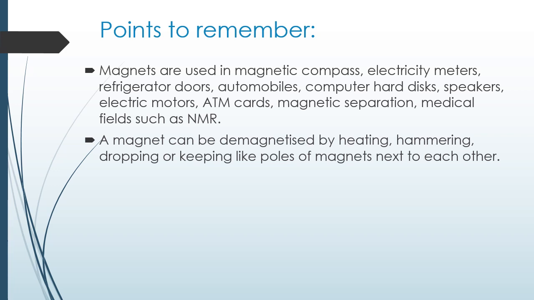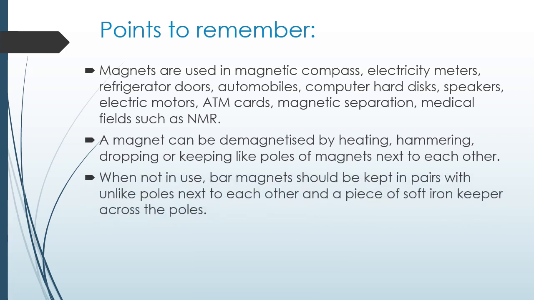A magnet can be demagnetized by heating, hammering, dropping, or keeping like poles of magnets next to each other. When not in use, bar magnets should be kept in pairs with unlike poles next to each other and a piece of soft iron keeper across the poles.